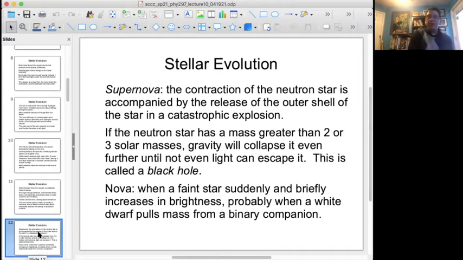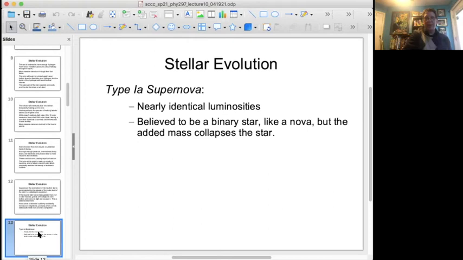Now, another type of stellar phenomenon is called a nova. That's when a star in the sky becomes very bright, but only temporarily. And what probably happens is that a white dwarf pulls mass from a binary companion. So you have a binary star, and the white dwarf is pulling mass from the companion star and making it expand.